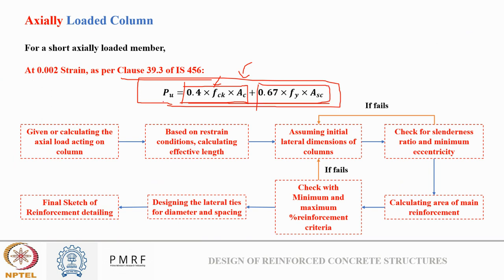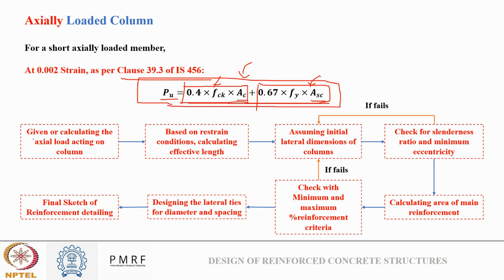What are these terminologies here? Pu is the axial load that is acting on the column. Ac is the area of the concrete of the column that we are designing, and Asc is the area of steel reinforcement that we need to provide. Okay. Now, how do we design an axially loaded column using this equation? There is a series of steps that we need to follow.